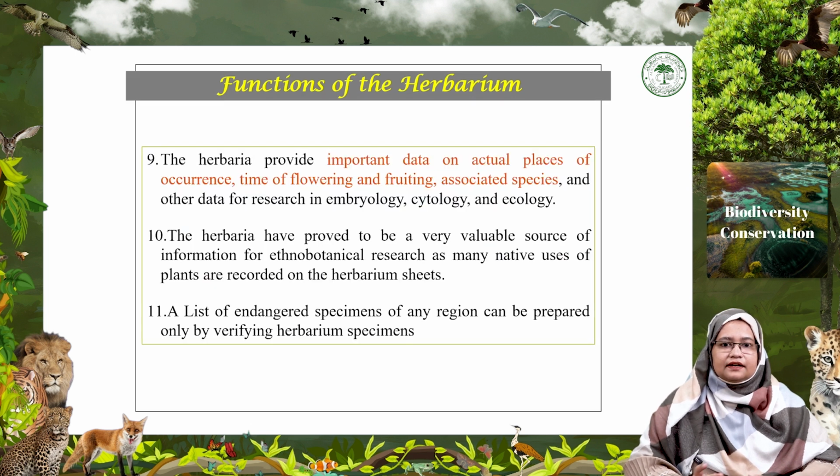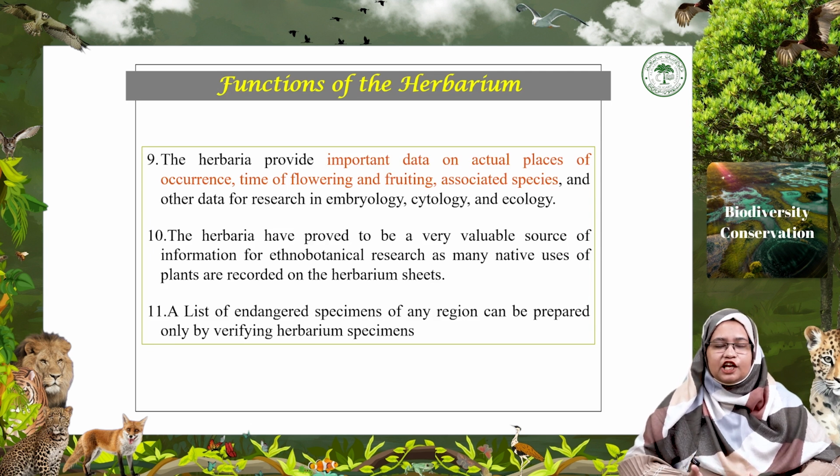Then the next function: herbaria provide important data on actual places of occurrence, time of flowering and fruiting associated with the species, and other data for research in embryology, cytology and ecology. So this is very crucial for knowing the time of flowering of a particular plant or its actual places of occurrence.